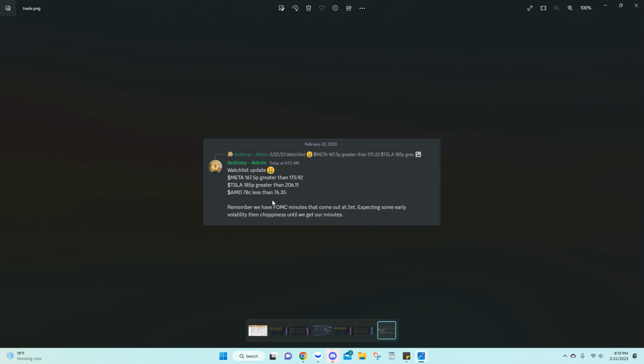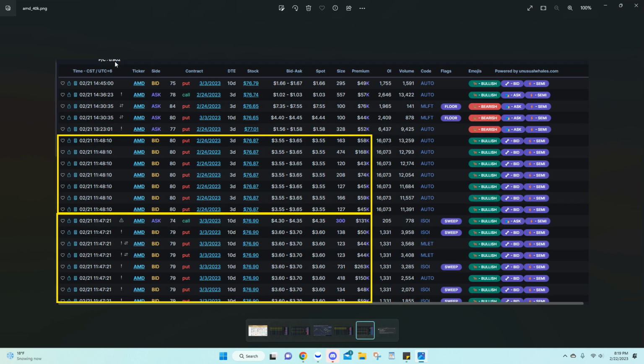AMD 78 call less than 76.35. So let's head on over to the option flow first. Looking at the option flow, we can see there's two large blocks of trades here. One that's 3 days to expiration and one that's 10 days to expiration. And they're hitting that bid side of the put. So they're not being as aggressive as hitting the ask side. So we can count this as bullish flow.